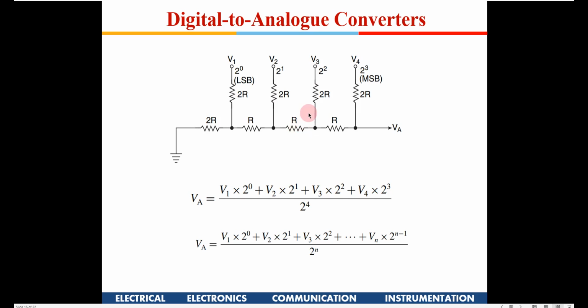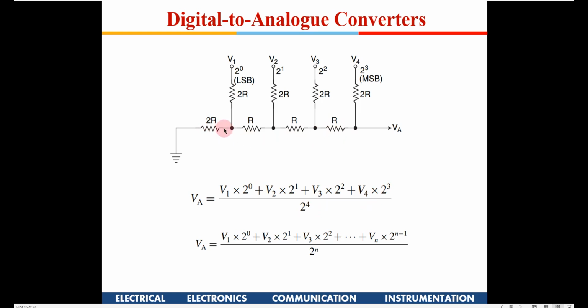Okay, so that 2R will become R, and then R and R will again become 2R. So ultimately you will have 2R here and 2R here and ground. So VA will be V4 divided by 2. Okay, so I can write it as V4 into 2 to the power of 3 divided by 2 to the power of 4. So the 1 and 2 remain in the denominator, so it will become V4 divided by 2.